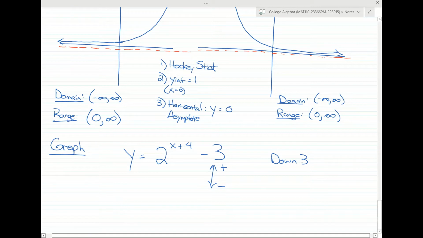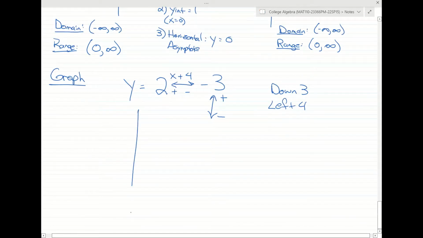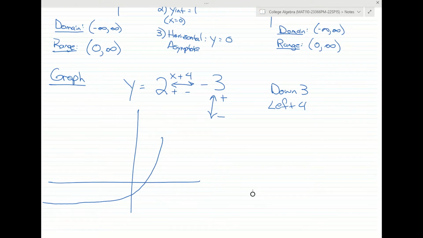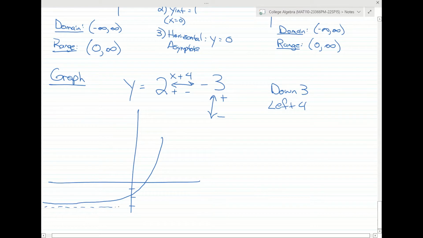Also, if you take a look at the inside power, it says plus 4. Is that going to the right or to the left? If the inside is plus, to the left. So very, very quickly, we could graph this. This graph looks like a regular 2 to the x graph, but it got moved 4 units to the left and down 3. So what this means is that the horizontal asymptote is usually 0, but now it's moved down 3. So horizontal asymptote would be y is equal to -3.